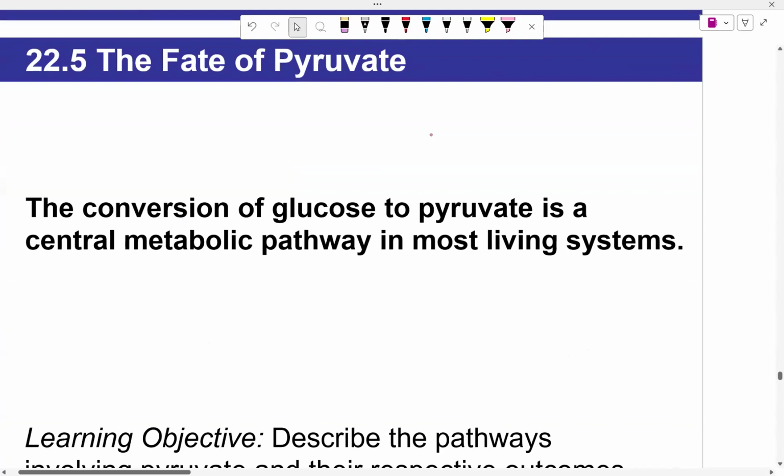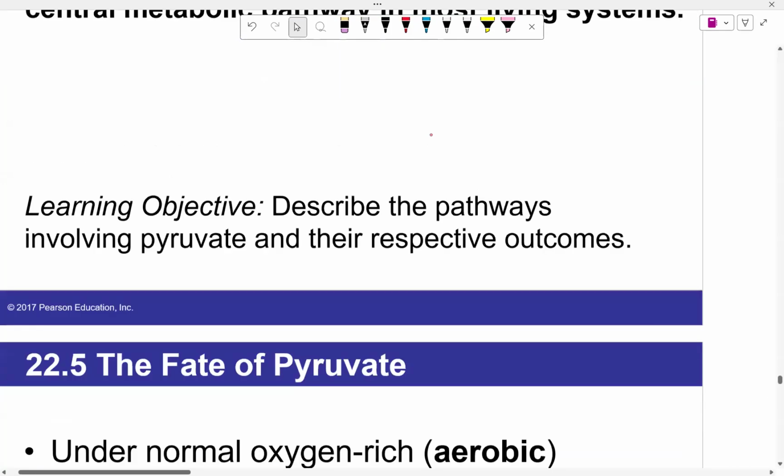Okay, so what happens to the pyruvate now? It depends on what you are. Are you a yeast? Are you a mammal? If you're yeast, you stop there basically. And you use that, and then you go on to produce ethanol and carbon dioxide if you're a yeast.